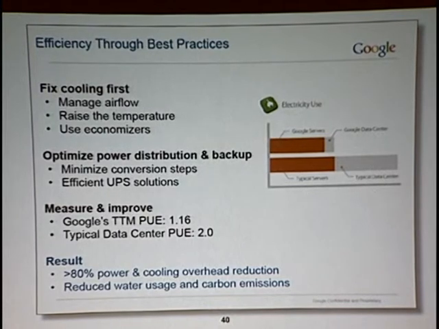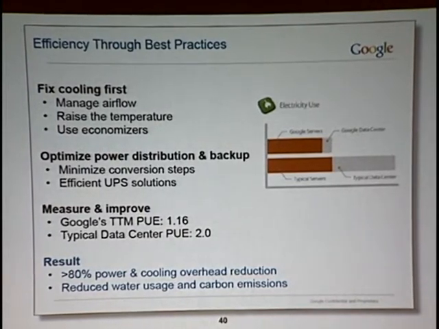And it's not miracle stuff. You may not get as good as Google, but you can get benefit out of it that's easy to justify. So what Chris says is, fix your cooling first. Use these measures to fix your cooling. Optimize your power, and then keep on measuring. And let's just look at a couple of the examples that he gives.